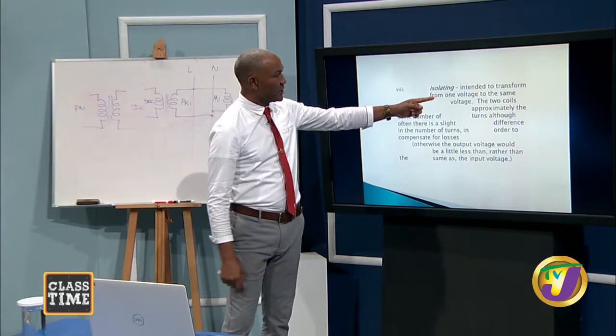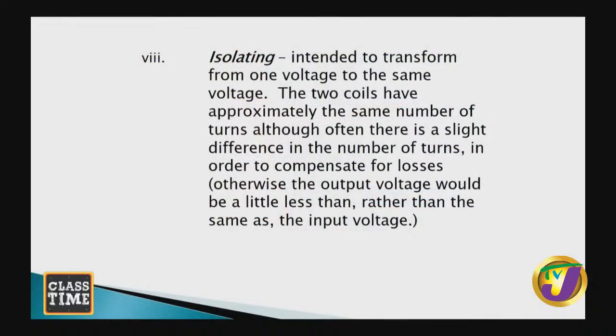An isolation transformer is intended to transform from one voltage to the same voltage, meaning whatever voltage goes into the transformer is practically the same voltage you're getting out.